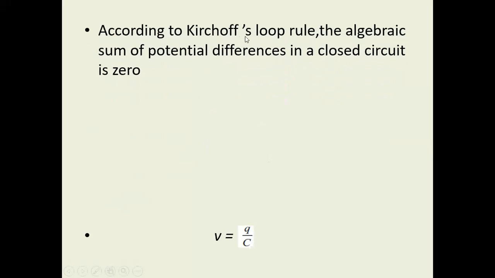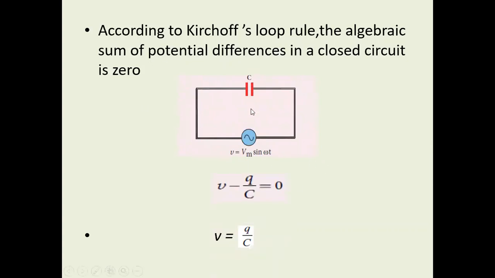Now we can apply Kirchhoff's loop rule. Kirchhoff's loop rule says the algebraic sum of potential differences in a closed circuit is 0. So in this circuit we can write V minus Q by C is equal to 0. So V is equal to Q by C. Here V is the voltage across the alternating source, and Q by C is the EMF across the capacitor. Now we can rearrange it: Q is equal to VC.